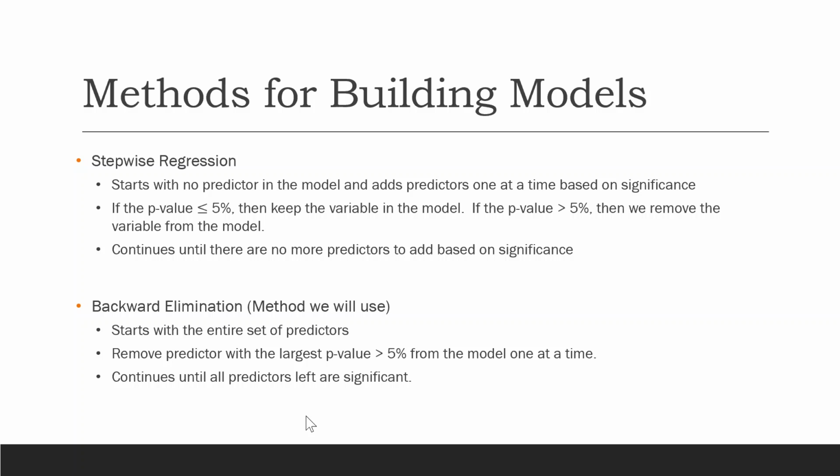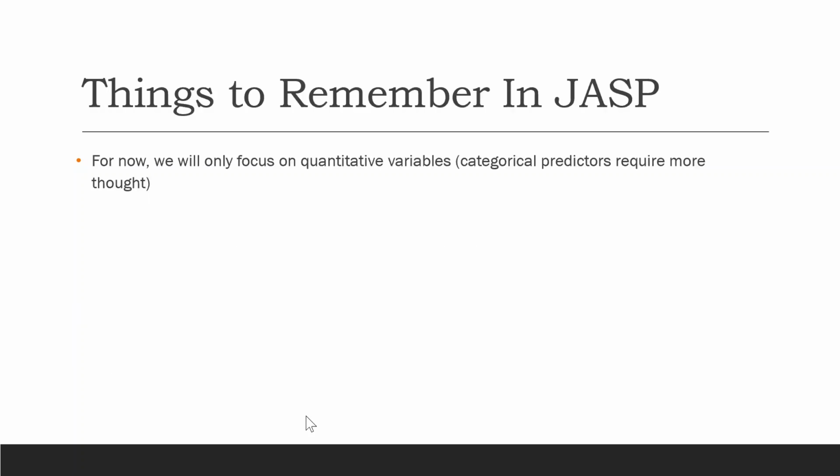until I'm only left with a model where I only have significant predictors, p-values less than 0.05. All right, and so we're going to use the backward elimination method. There are some other methods. Even JASP can handle some additional methods, but we're just going to focus on the backward elimination. And then when you get in your next statistics course, you're going to talk about some of the other methods.